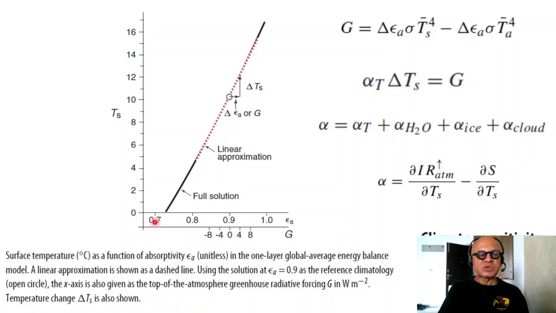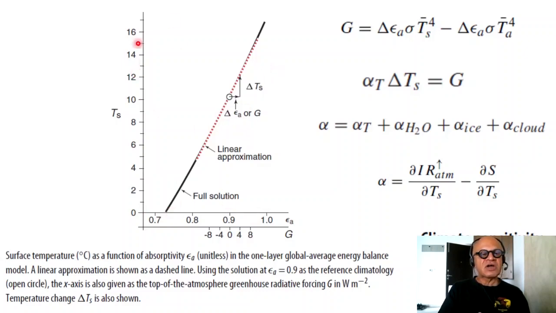So this is surface temperature as a function of emissivity or absorptivity of one layer, in the global average energy balance model we have been looking at, which can also be converted into an amplification factor G. So it's also the top of the atmosphere greenhouse radiative forcing in watts per meter squared, not the amplification factor, sorry.